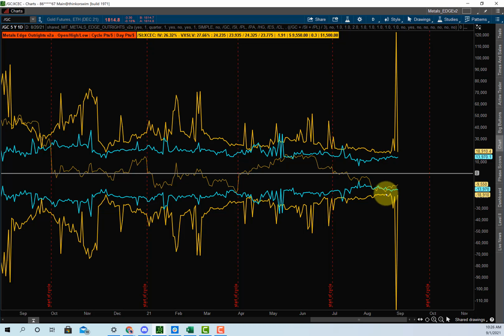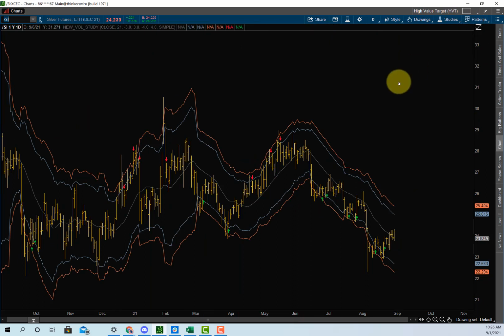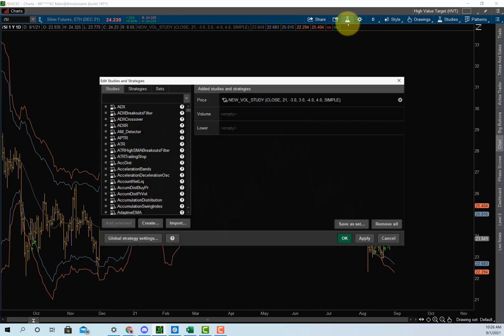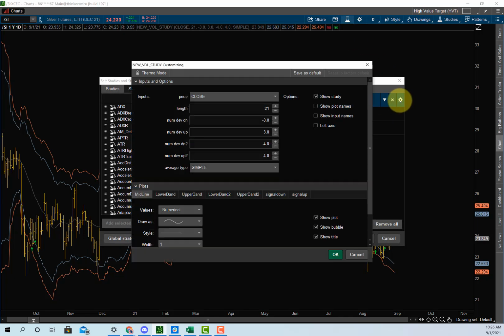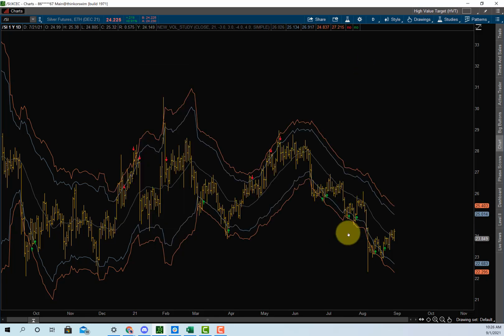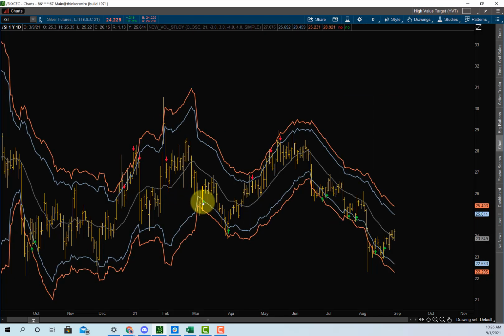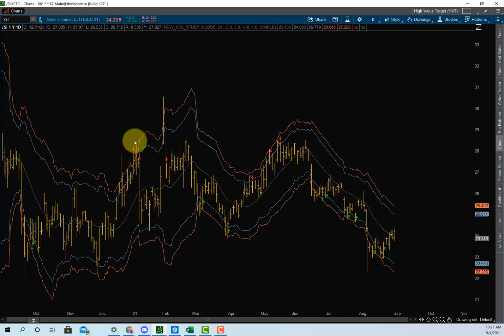Where can we get in, though? Now that I have a pretty good idea of a trade that I'm looking to do, we just use what's called our high value target tool. And all this is 3 standard deviation bands and 4 standard deviation bands. The idea is when silver trades out the bands and comes back in, you'll get a buy signal. If it trades outside and comes back in, you'll get a sell signal.